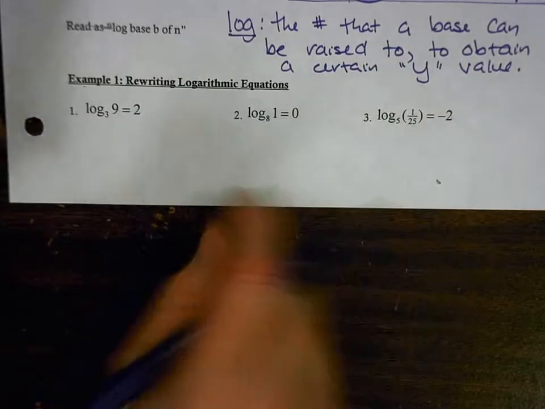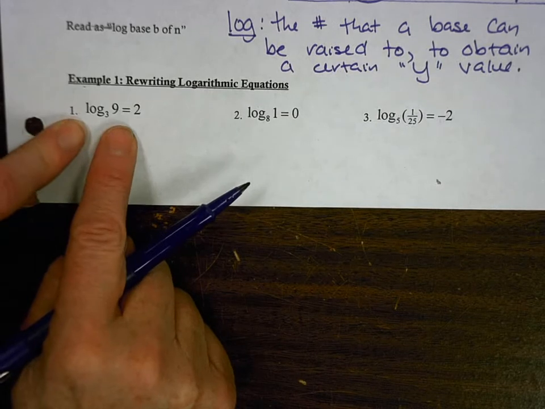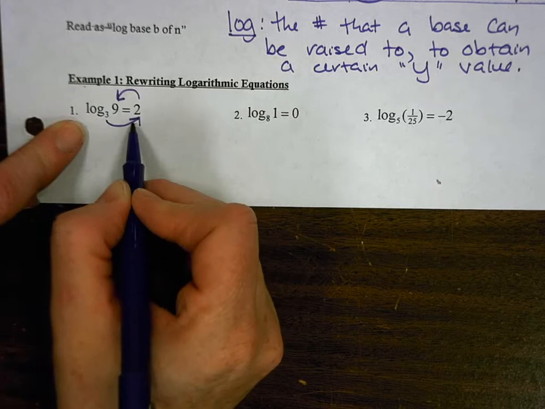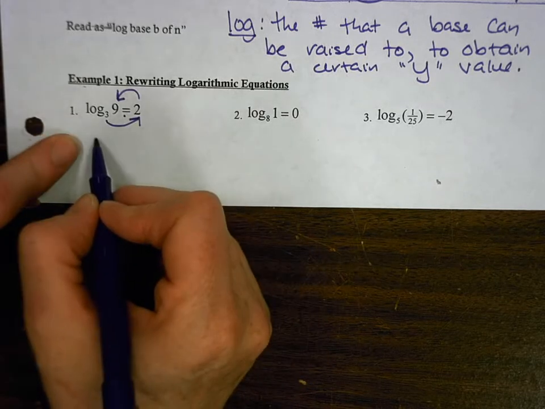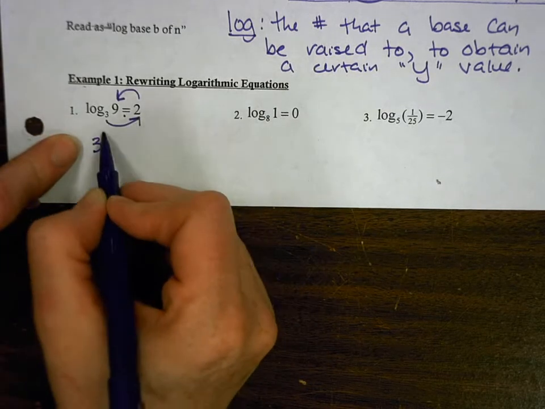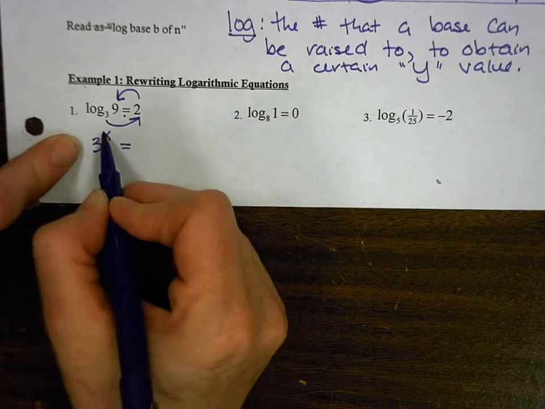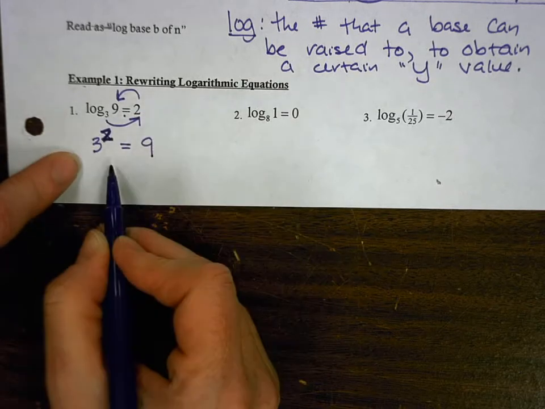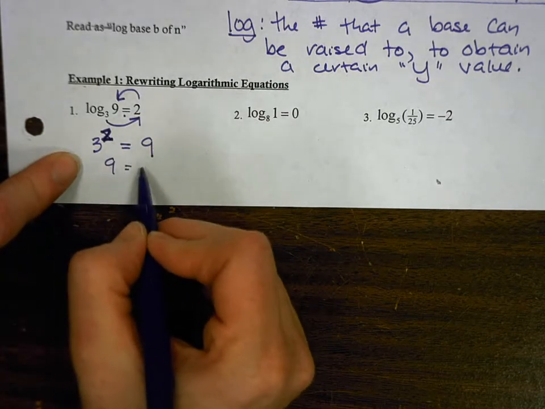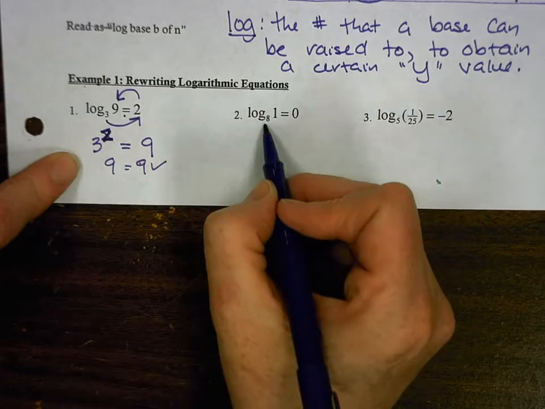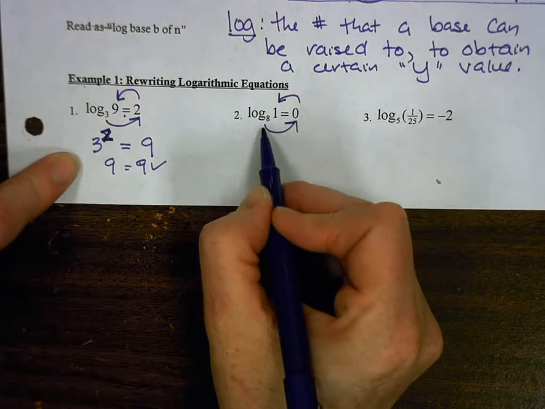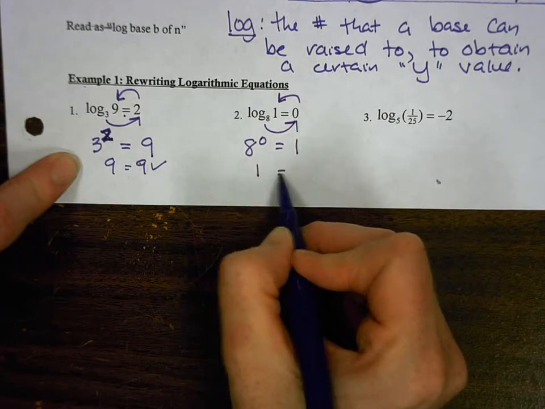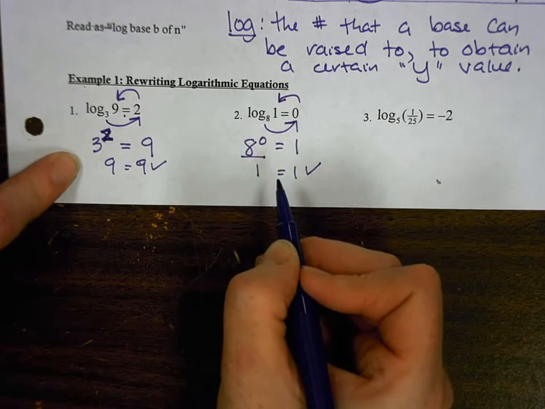And we can, if this is true, then what else is true? This is called the loop method. If this is true, and it is because it says it's equal, then b to the x equals y. Is that true? Yes. 9 does equal 9. Check. Now, again, if this is true, then this is true. 8 to the 0 equals 1. 1 equals 1. Check, because anything to the 0 power is 1.